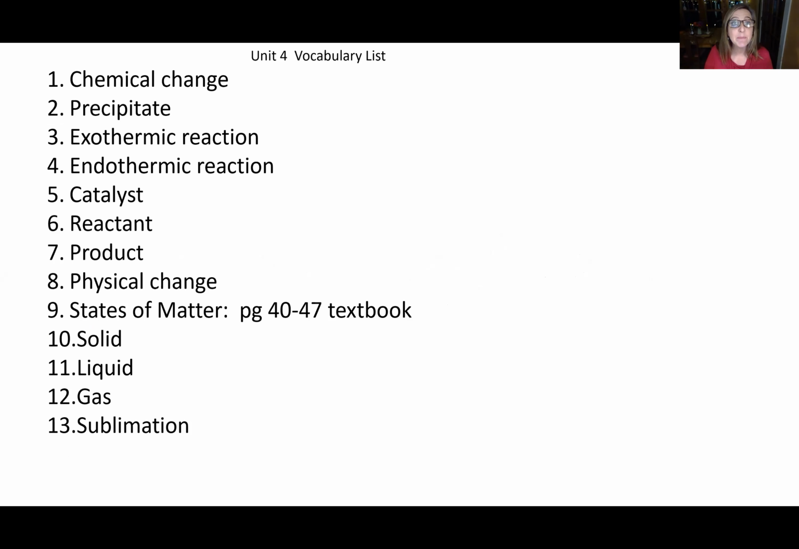So we're looking at chemical changes, and chemical changes are precipitates. We need to understand exo and endothermic, catalysts, the reactants, products. And then next week, we will go into the physical changes, states of matter, knowing the difference between a solid, a liquid, gas, and sublimation.